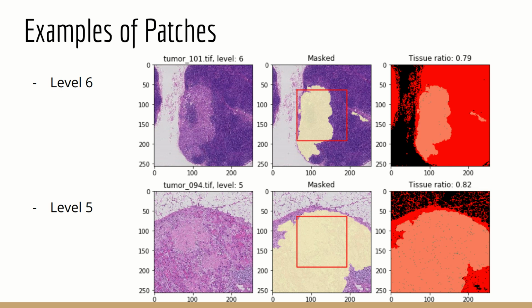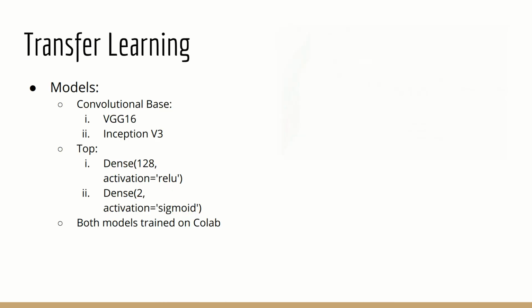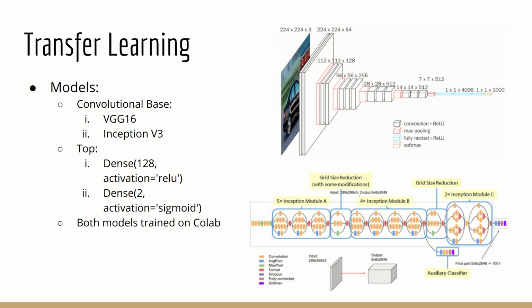The way we incorporated transfer learning into our model is that we trained two models based on two different convolutional bases. We chose VGG16 and Inception v3, and on top of both we added two dense layers. We trained both models on Colab. On the top right is the architecture of VGG16, and on the bottom is the architecture of Inception v3, and together with our top layers, it should give a big picture of the pipeline of our model.